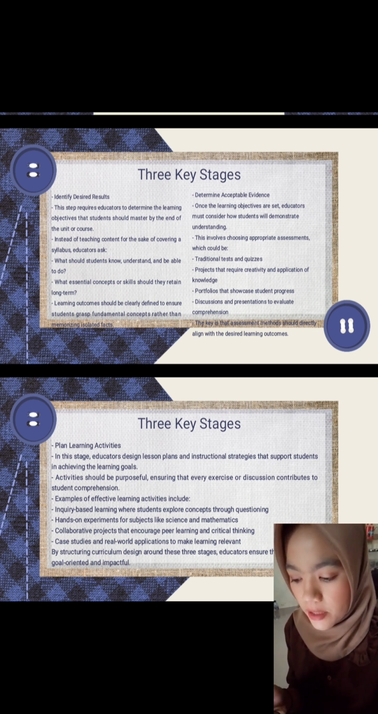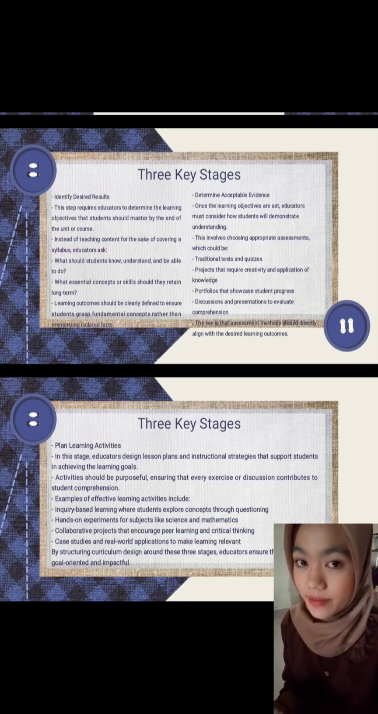And the last one is plan learning activities. In this stage, educators design lesson plans and instructional strategies that support students in achieving the learning goals. And activities should be purposeful, ensuring that every exercise or discussion contributes to students' comprehension.